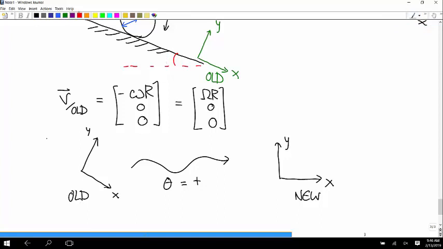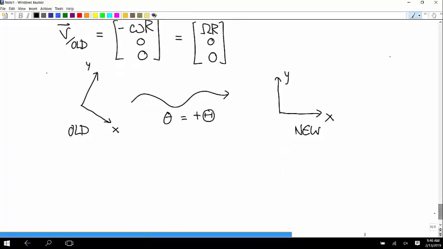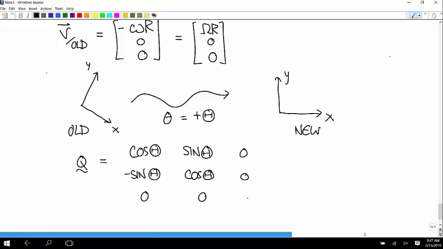I'm going to change this too. I'm going to call this uppercase theta. Okay, so the angle that I always call theta is the specific angle uppercase theta here, positive. And so the rotation matrix corresponding to that coordinate system transformation is cosine capital theta, sine capital theta, 0, negative sine capital theta, cosine capital theta, 0, 0, 0, 1.